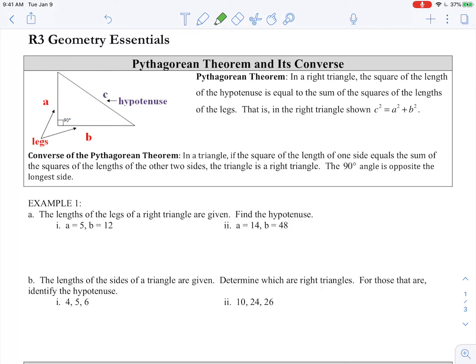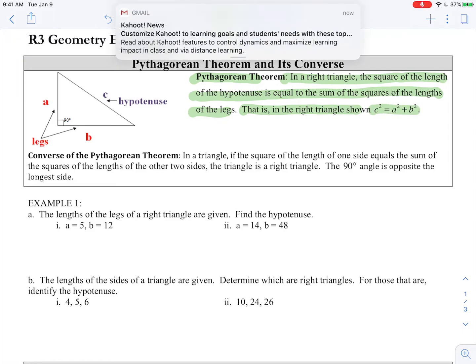So Pythagorean theorem and its converse. When you guys graduate and you get old like me, the only thing you're going to remember from high school math is the Pythagorean theorem and possibly the quadratic formula of some sort, right? So here's the Pythagorean theorem. In a right triangle, the square of the length of the hypotenuse is equal to the sum of the squares of the lengths of the legs. So that is the right triangle shown, c squared equals a squared plus b squared.